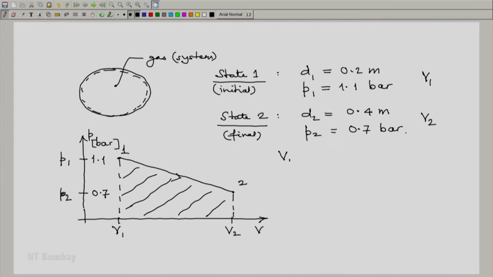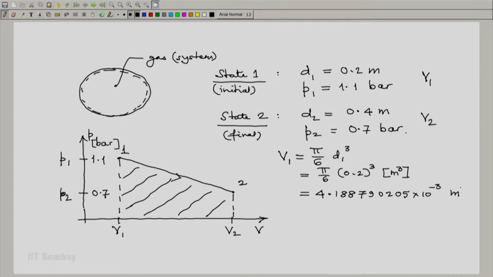So we can say V1 is pi by 6 d1 cube. So this becomes pi by 6 into 0.2 cube, the units will be meter cube. Now here we have to be careful, because if you put this into a calculator, you will get a figure something like this. Calculator will not tell us that it is meter cube, but we should not forget that it is in meter cube. The first thing you should notice is that all that this tells me is that your calculator has a very wide display. The more expensive a calculator, the larger number of digits will be on display.